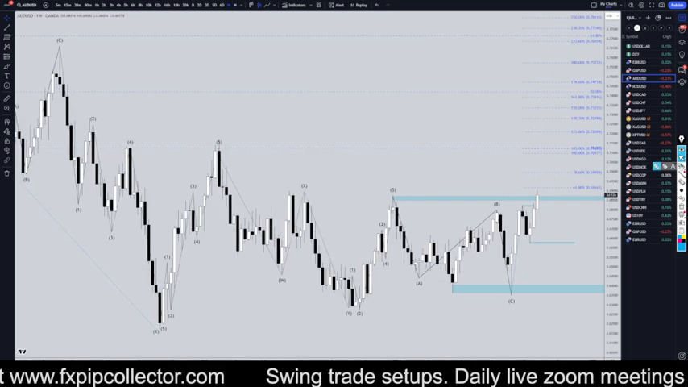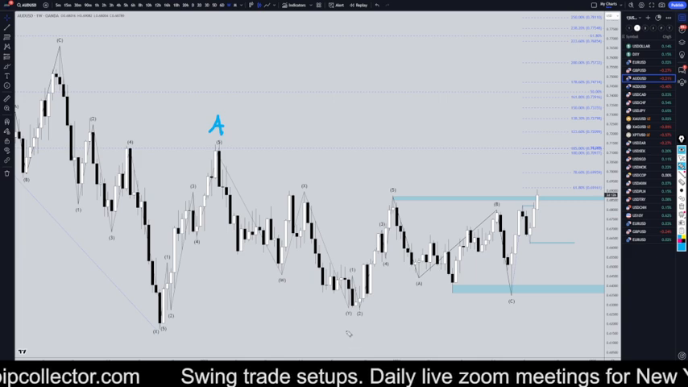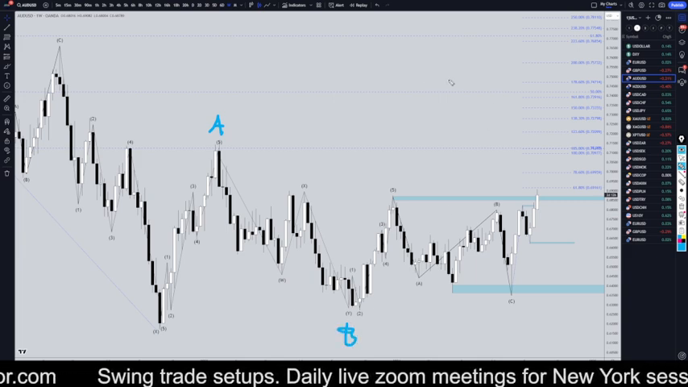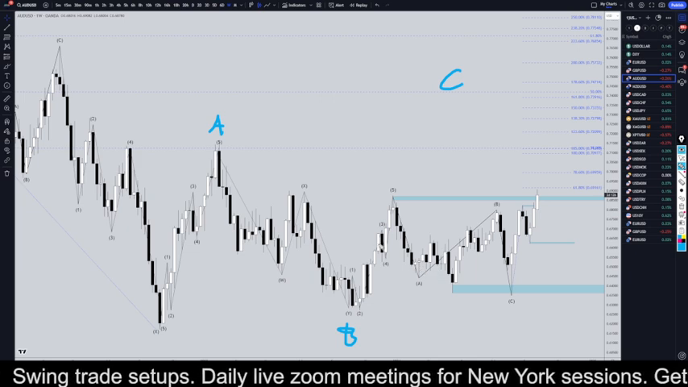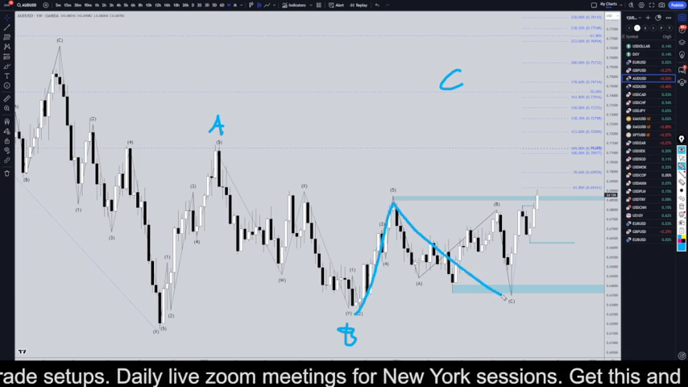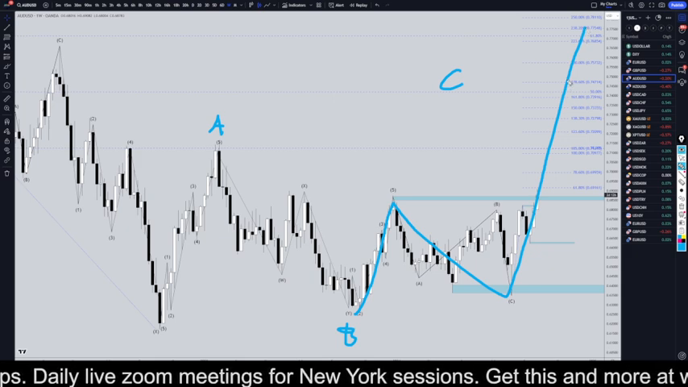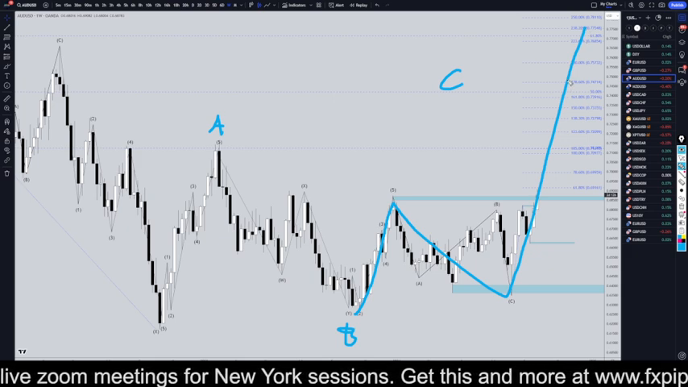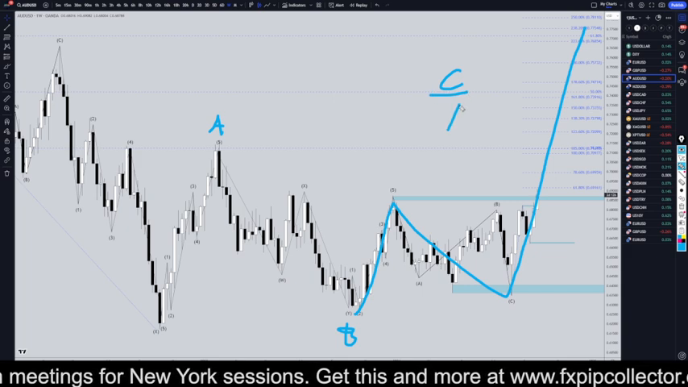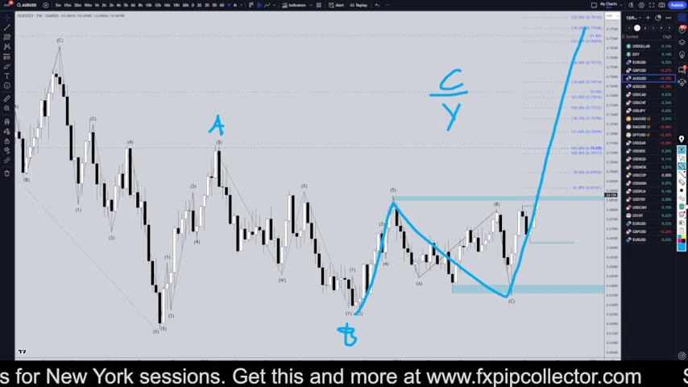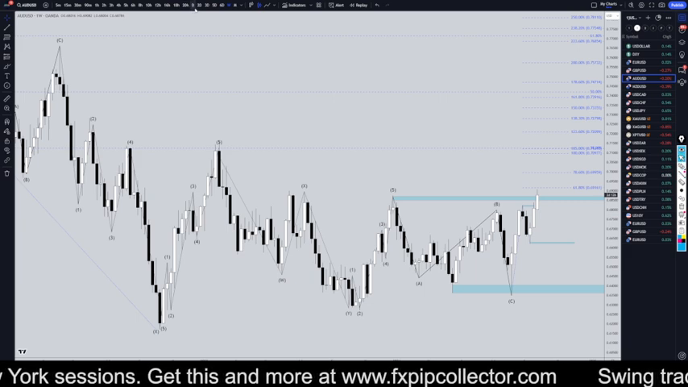On the weekly time frame, like I was just showing you, I think this is the A, I think this is the B, and I think we're in a wave C right now. A wave C should have 5 waves, so I think this is a 1, a 2, and I think this is going to go up and make a 3, a 4, and a 5 of that wave C of wave Y, because a wave Y should be an ABC on shorter time frames.